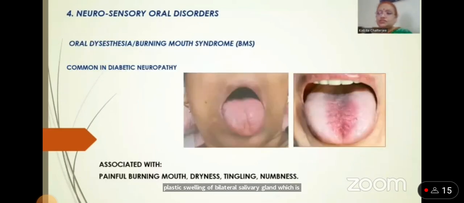Next is neurosensory oral disorder, which is also known as oral dysesthesia or burning mouth syndrome. This is also quite common in diabetic neuropathy. Nerve damage leads to an increased population of Langerhans cells associated with immune disturbances. It is also associated with tingling, numbness, dryness of mouth, and very painful sores in the oral mucosa.